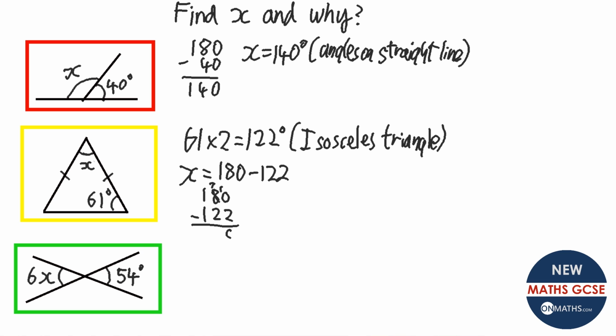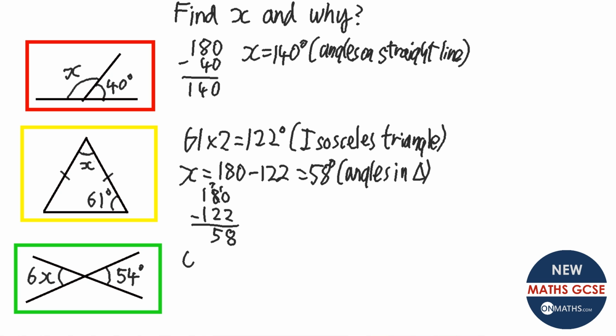10 take away 2 is 8. 7 take away 2 is 5. 1 take away 1 is nothing, is 0. So that's going to be 58. And that's angles in a triangle add to 180 degrees. So it's 58 degrees. Okay, last one.